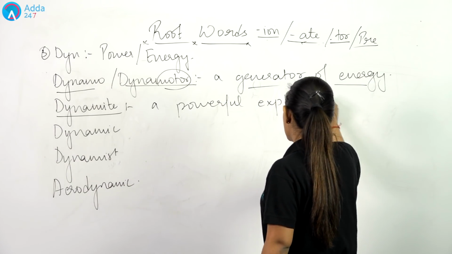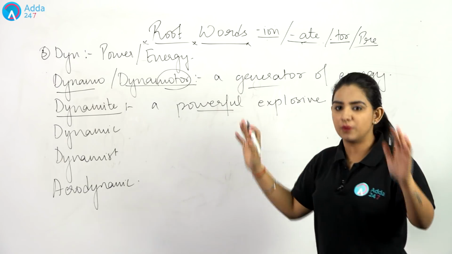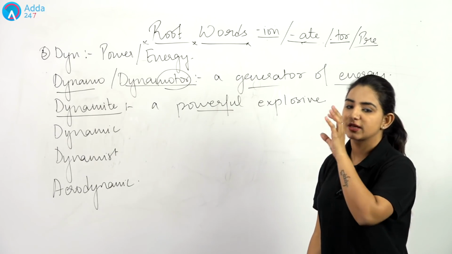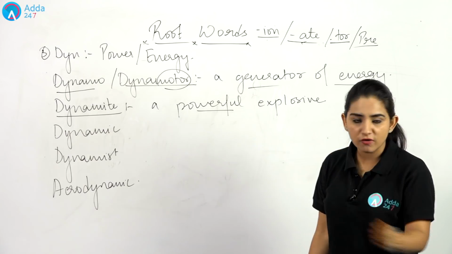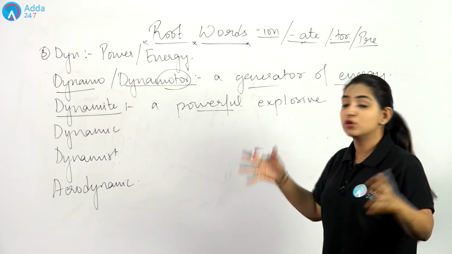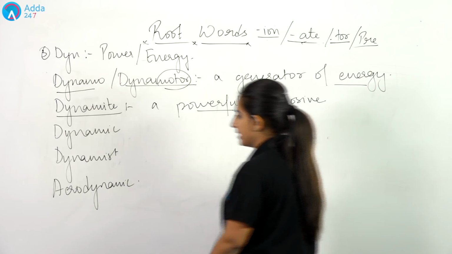Explosive, that means a bomb, and this bomb will be highly powerful. That means if this gets exploded, it will harm a lot of people, a lot of area, right? A huge area. So this is what we mean by dynamite.